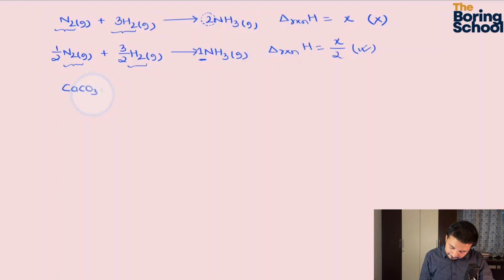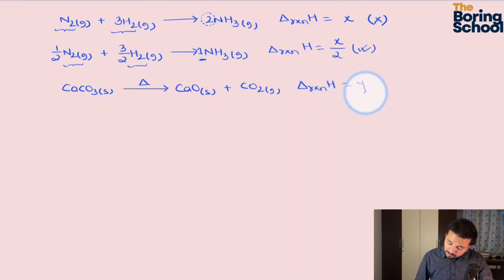Calcium carbonate solid on heating gives us calcium oxide solid plus CO2 gas. Let's say delta H of this reaction is Y kilojoule per mole. Now the question is, is this Y the heat of formation of CO2? So the answer will be no. This is not the heat of formation of CO2. The question is why? Why is this heat not the heat of formation?